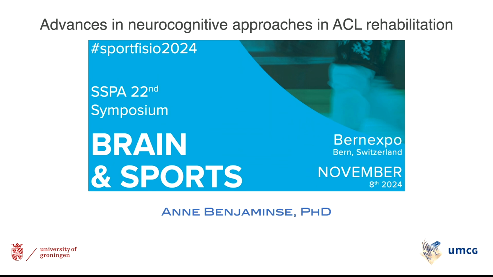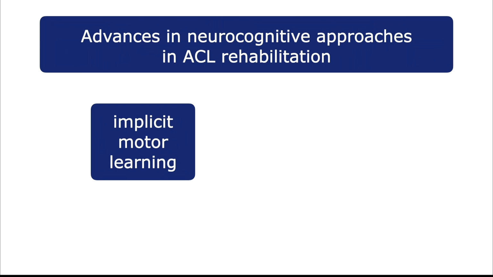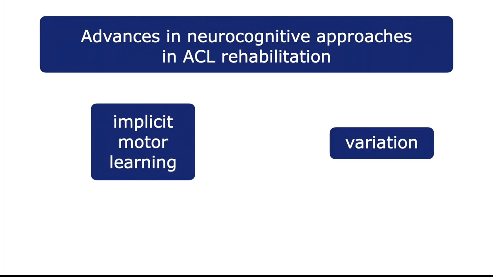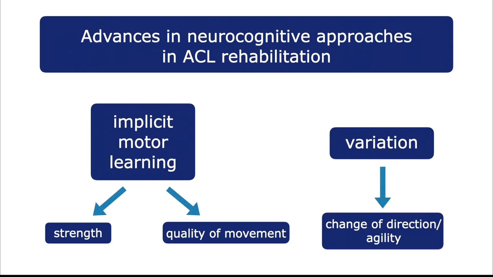So now back to the topic, neurocognitive approaches in ACL rehabilitation. I want to cover 2 subtopics, which is implicit motor learning first, where I want to address strength training and quality of movement. And then variation, and there I want to talk a little bit about the task change of direction or agility.